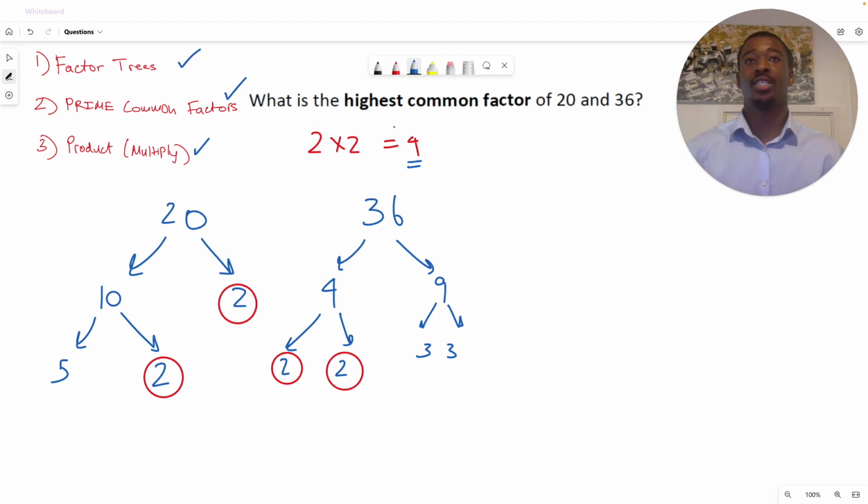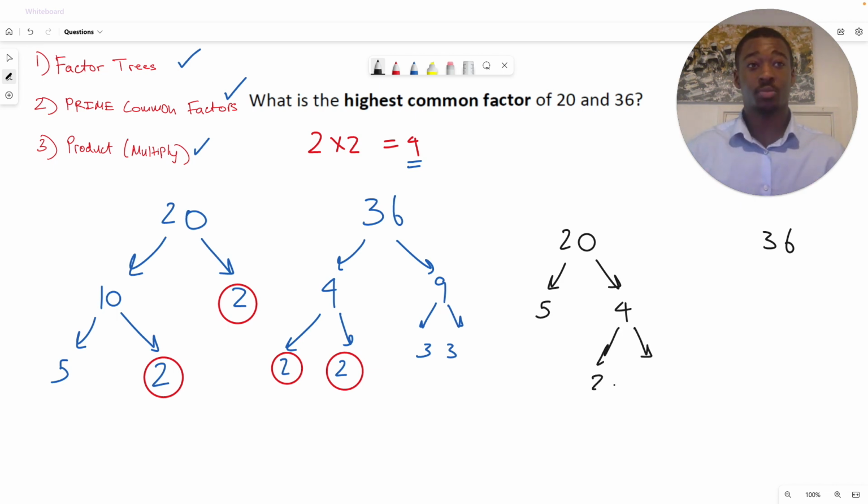But quickly, let's prove that we get the same number if we break down the trees differently. So now we have 20 and 36 again. This time, let's break 20 down into 5 and 4. 4 can be broken down into 2 and 2. We stop there. 36, this time, let's do 12 and 3. 12 can be 6 and 2. And 6 can be 3 and 2.